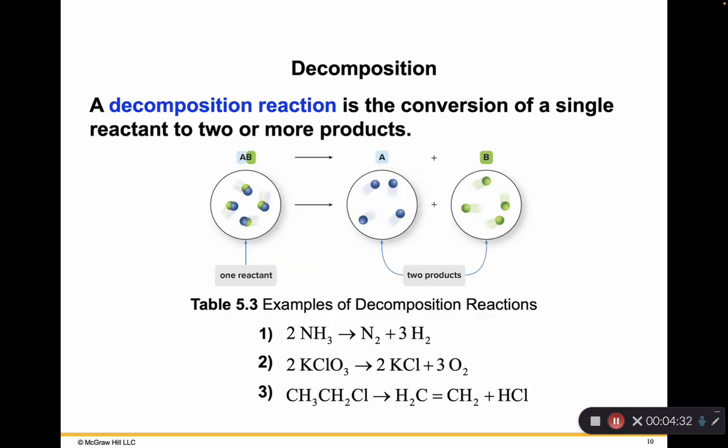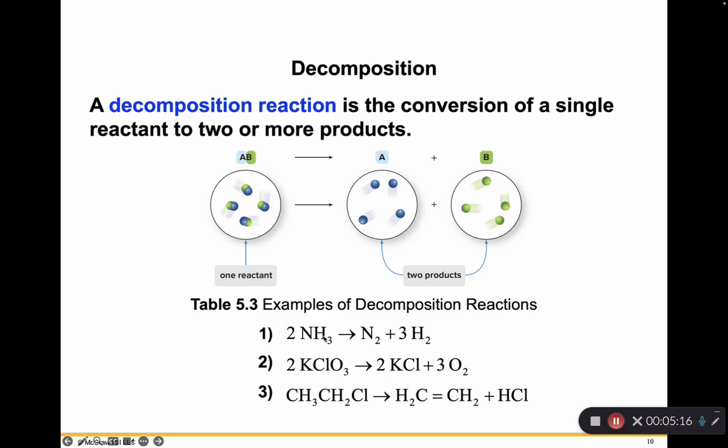Now, the opposite of that is the decomposition reaction. When a single reactant breaks down into 2 or more products, such a reaction we put in a category called decomposition reaction. The one single complex reactant splits into simpler substances, right? Several products come out from it. In general, we can write AB breaks down into A and B, elements or compounds. Then we call it decomposition reaction.